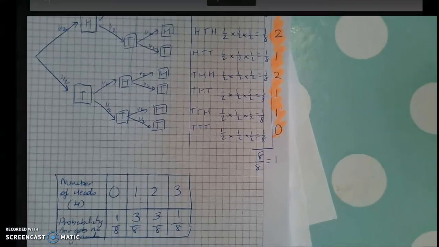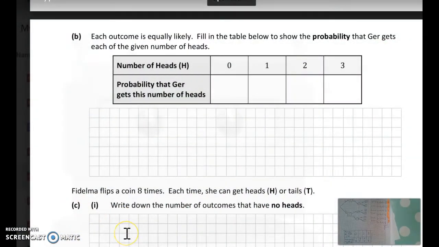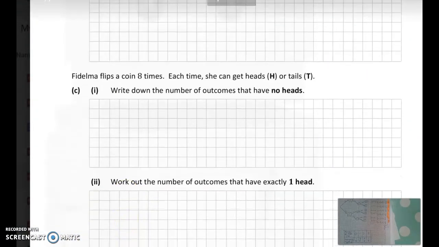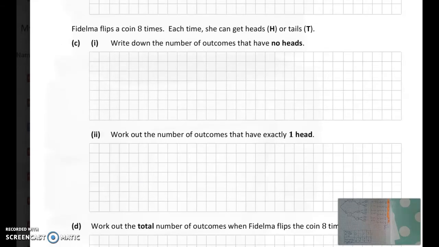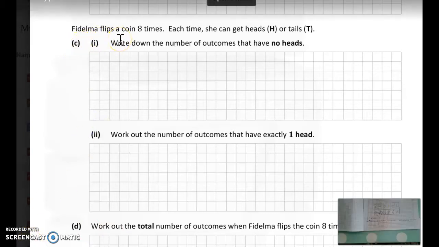So what does the next question ask us to do? Part C, Fidelma flips a coin 8 times. Each time she gets heads or tails. Okay, just let me pause this. Okay, Fidelma flips a coin 8 times. Each time she can get heads or tails. Write down the number of outcomes that have no heads.